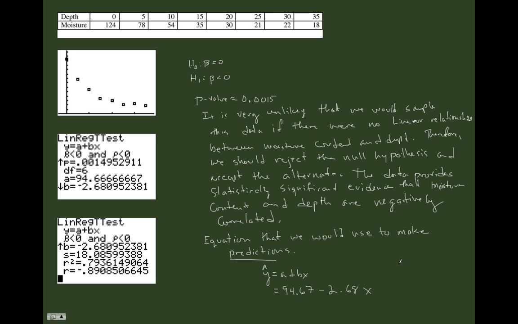So for example, if I needed to make a prediction of what the moisture content would be at, say, I don't remember the units on this now. I'm just going to not worry about units for a minute here and just say at x equal, I think this was feet, say 18 feet. Then my prediction would be y hat equals 94.67 minus 2.68 times 18. So I just plug the 18 into my equation and figure out what that's equal to.